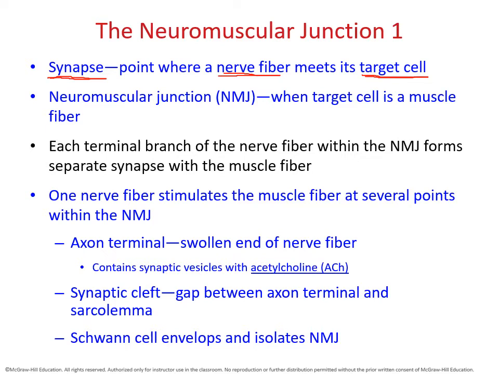So to be specific, when we talk about our skeletal muscle, we're going to take a look at a specialized synapse called the neuromuscular junction. Whenever you hear that name, you're going to automatically know that is when my nerve is interacting with a skeletal muscle fiber. And in order to understand this, we're going to have to take a look at how it's anatomically set up.